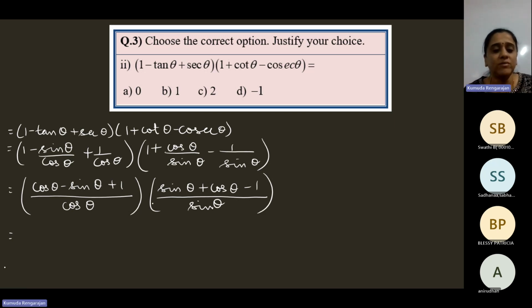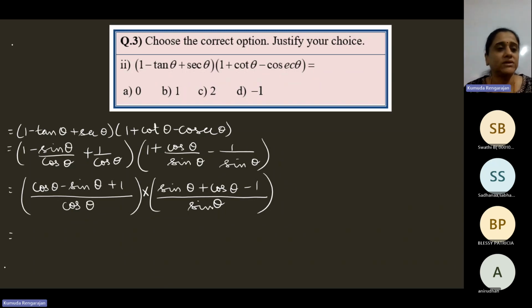Now we'll have to multiply. There's no sign, meaning it's multiplication here. We'll have to multiply the numerators and multiply the denominators. In the numerator, we have 3 terms. So again, algebra: how to multiply?